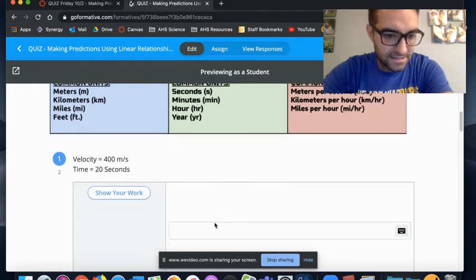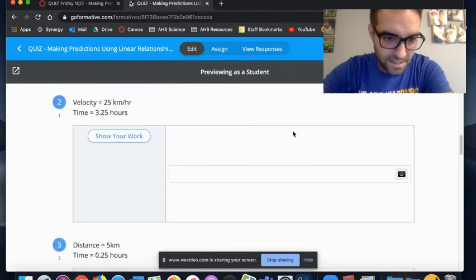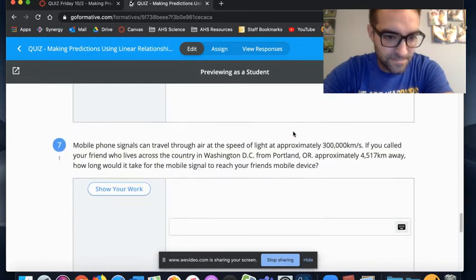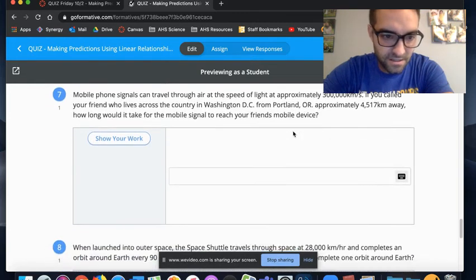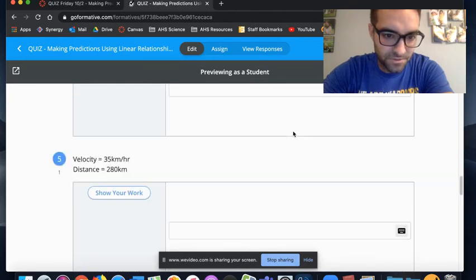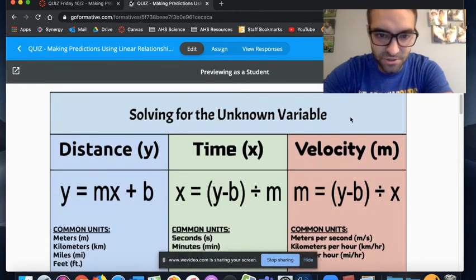Then again, I'm giving you a couple of math problems where I'm just giving you the numbers. You have to figure out which one is missing, and then solve for it using the correct equation. As you go down, I have 9 questions, and then there are 3 word problems. Do your best again to plug those numbers in correctly. Please show your work so that I can hopefully give you full credit or partial credit.